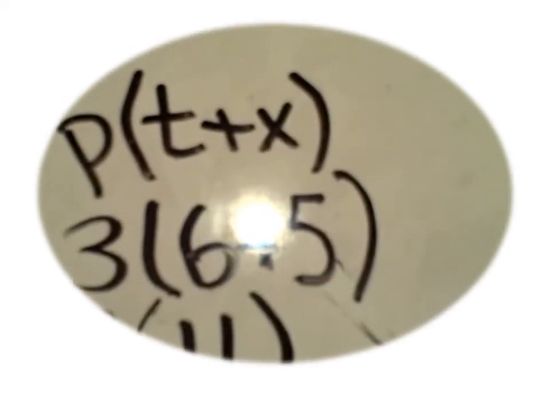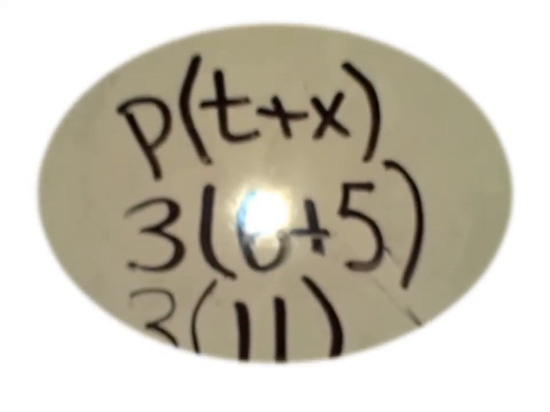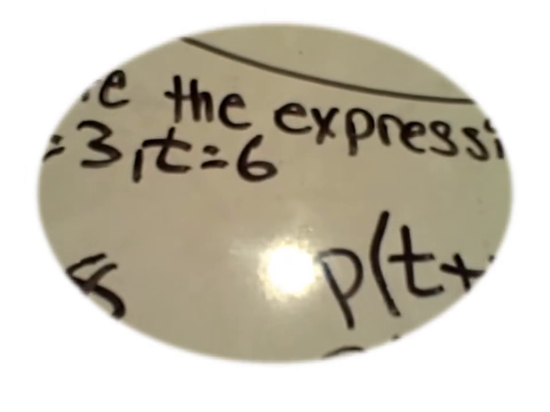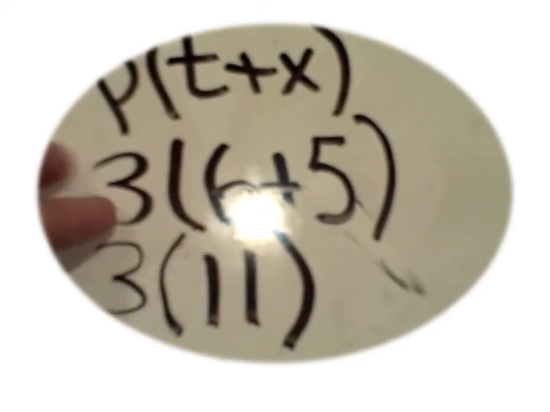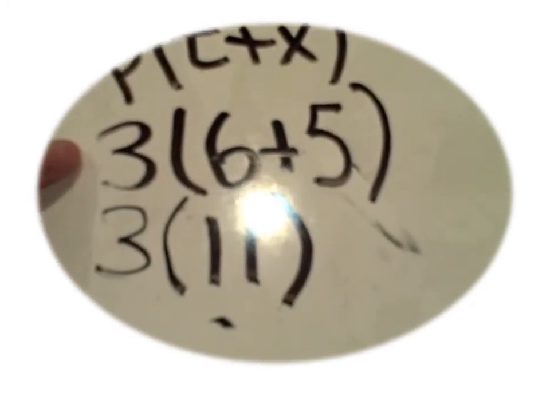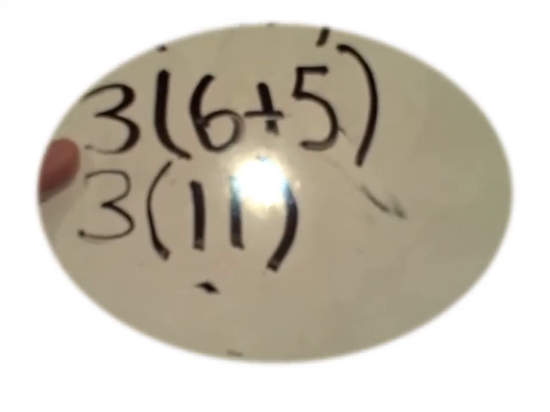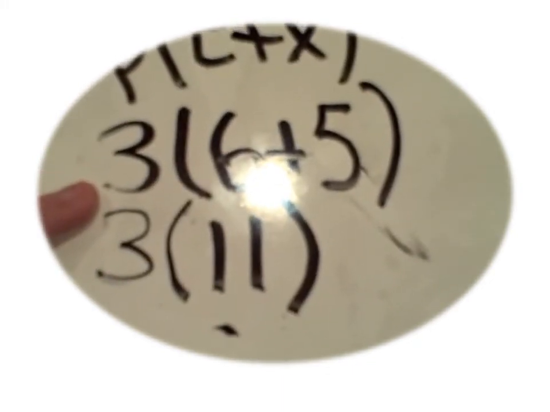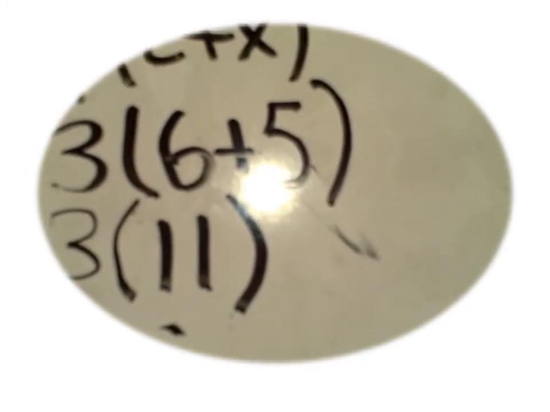Now let's do p times (t plus x). p in this expression equals 3, t equals 6, and x equals 5. So I have replaced all 3 of the variables with their proper values. So you should have 3 times (6 plus 5) in parentheses. You must do parentheses before multiplication as in order of operations.